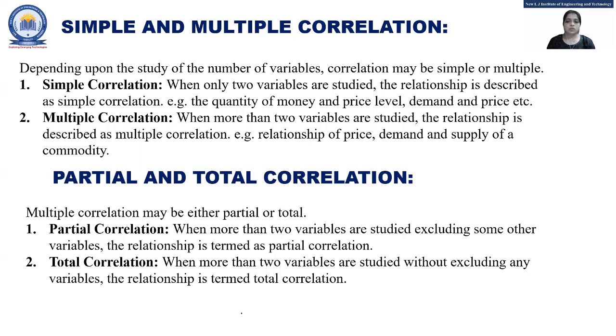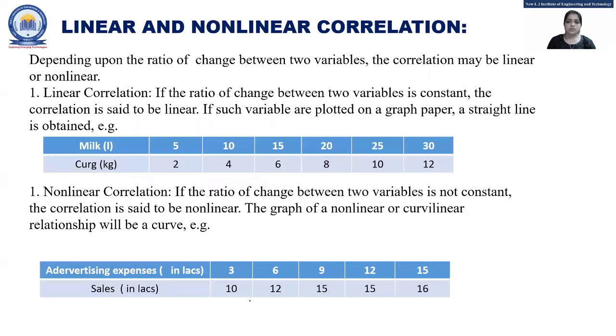Partial and total correlation. Multiple correlation may be either partial or total. Partial correlation is when more than two variables are studied, excluding some other variables. The relationship is termed as a partial correlation. And total correlation is when more than two variables are studied without excluding any variable. The relationship is termed as total correlation.